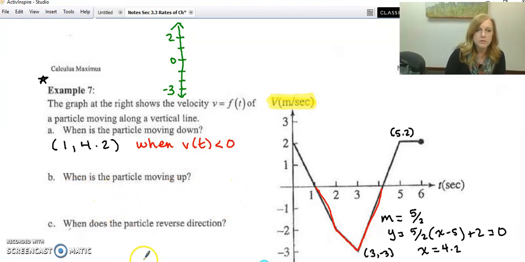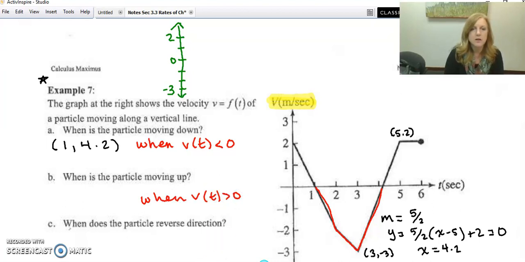When is the particle moving up? Again, our reason is going to be when the velocity is greater than 0. And that happens at this location here and at this location here and here. Don't get confused and be thinking about the velocity in this graph increasing or decreasing, because this is the velocity curve. We're looking at where it's positive.